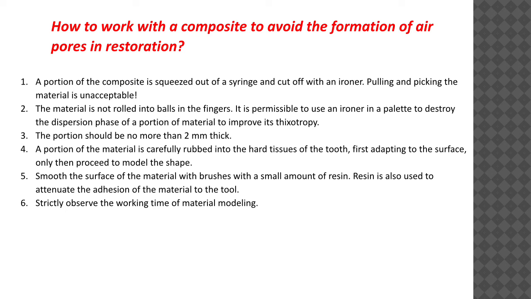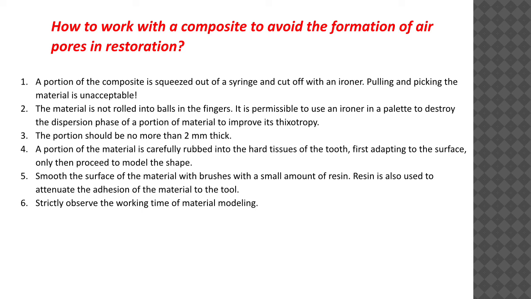What are the rules to work with the composite to avoid the formation of air pores in restoration? First of all, the portion of composite is squeezed out of a syringe and cut off with an ironer, and pulling and picking on the material is unacceptable. The material is not rolled into balls in the fingers. You can use an ironer in a pellet to destroy the dispersion phase of a portion of material to improve its thixotropy. The portion should not be more than 2 mm thick.